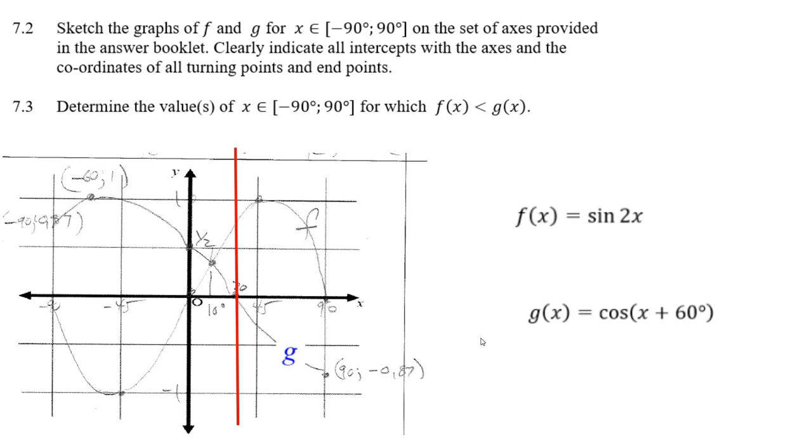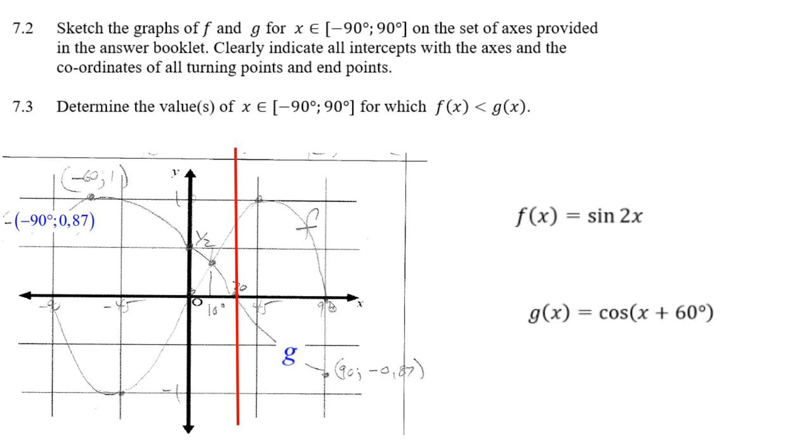And if you put in minus 90 degrees, minus 90 plus 60 is minus 30. And if you go the cosine of minus 30, your calculator tells you it's 0.87. So minus 90 and 0.87, minus 60 and 1. If you put in 0, you get the cosine of 60. That's a half, so you can put a half there. You have to label that intercept.